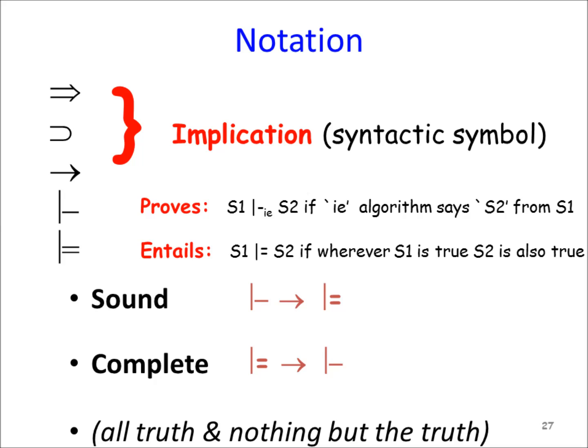Yes. I still didn't get the difference between sound and complete. In the first case, when you said that the algorithm always says true, why is it not sound? Because if you ask it X and not X, it will still say true. It will say yes, I can prove X and not X from my knowledge base. Obviously, you can't prove X and not X from any knowledge base, right? So for sound it should be entails only if it proves.